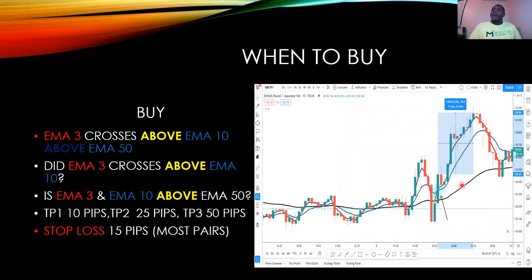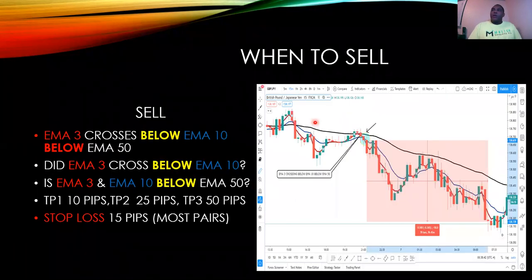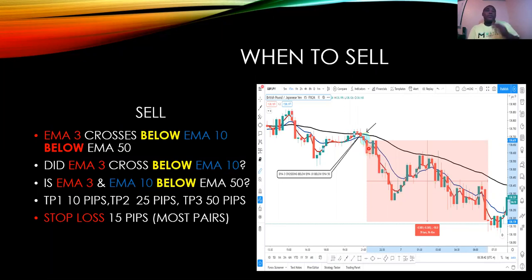So if you look at the EMA 50, if you see price on top, you're looking for a buy. So you're looking for EMA 3 to cross above the EMA 10. And in a sell, price is below the EMA 50. So you're looking for the signal line to be below to basically push price in the direction that you want it to go, which in a sell is down because it's below the EMA 50.